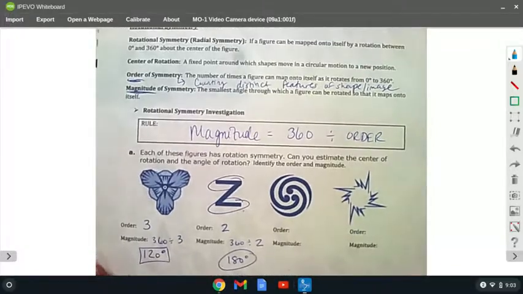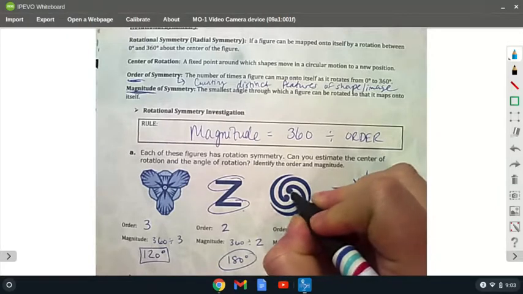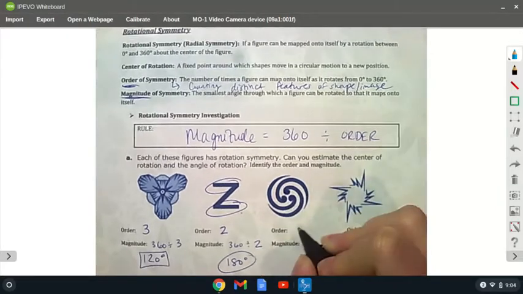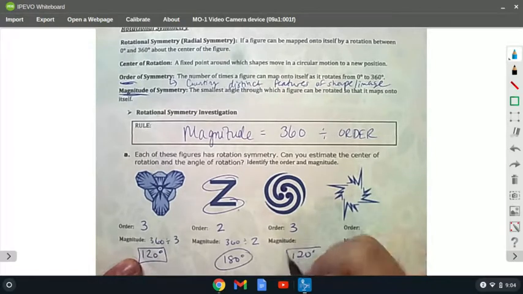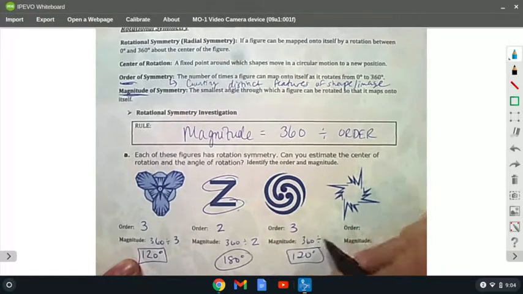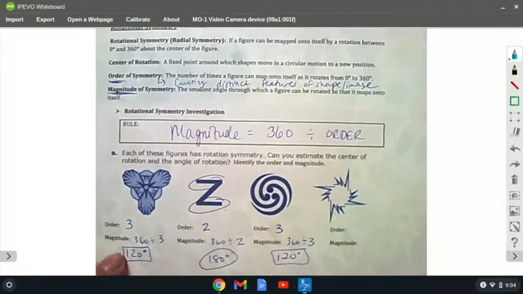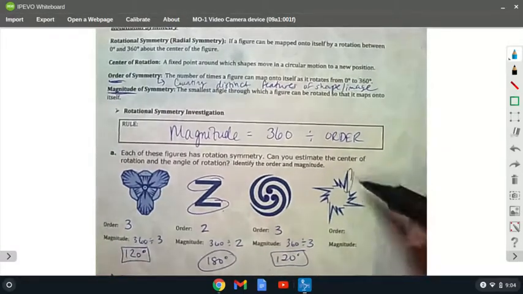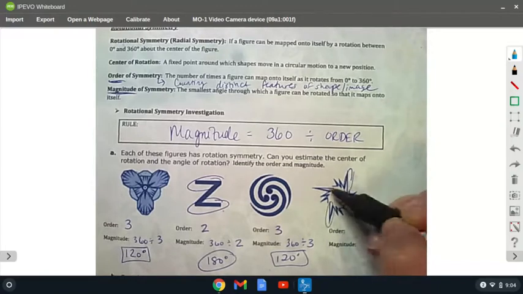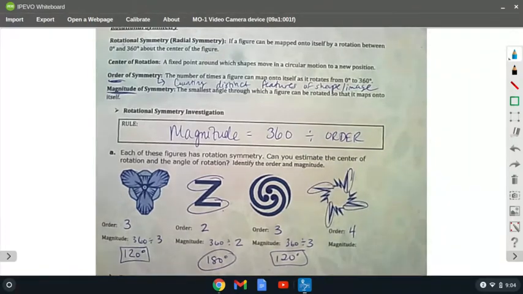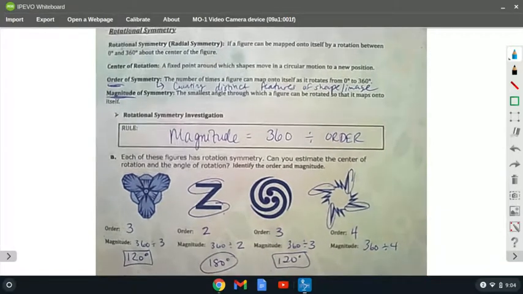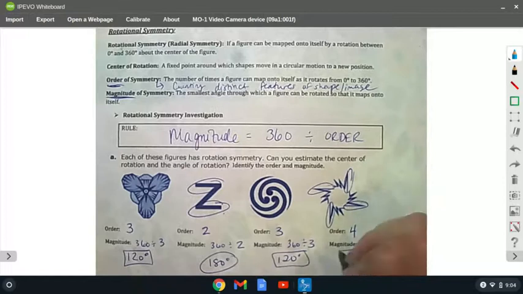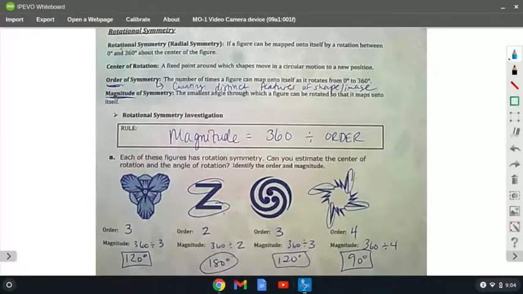This one, for the distinct features, I'm just going to look at these little squigglies in the middle. I have 1, 2, 3. So my magnitude, once again, would be 120 because I'm doing 360 divided by my order, which is 3. This one, I'm going to look at these sharp features. I have 1, 2, 3, 4. So my order would be 4 here. My magnitude would be 360 divided by 4, which is going to give me 90 degrees.